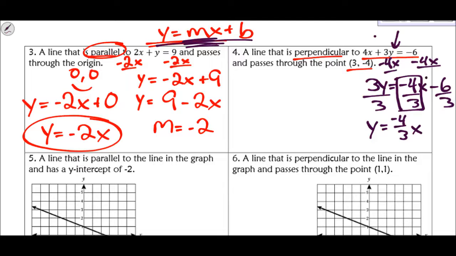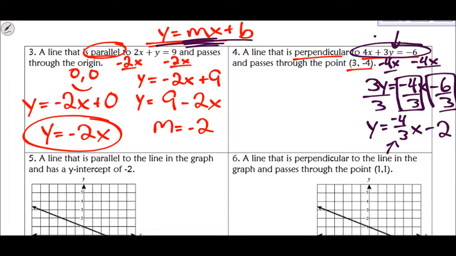This one I can simplify. That one I'm actually going to just do the division. Negative 6 divided by 3 is negative 2. All I did there was find the equation of that line. Now I can use that. I can use this slope to figure out this new equation.